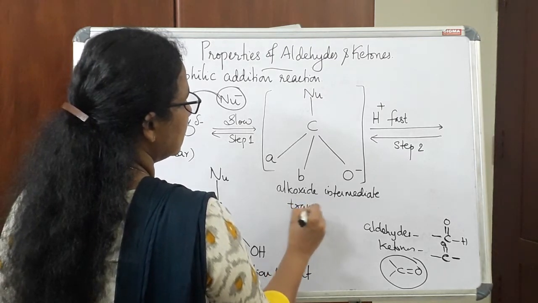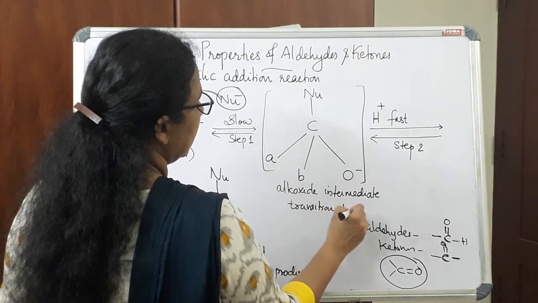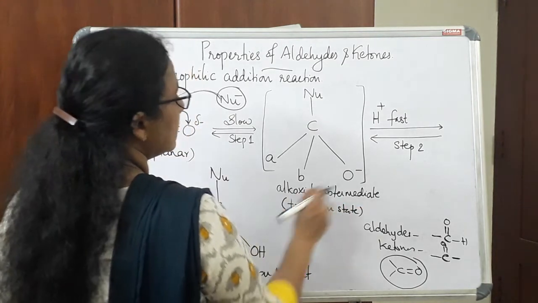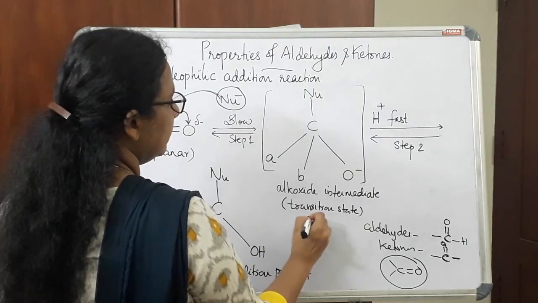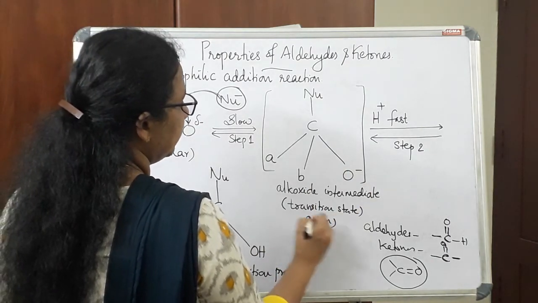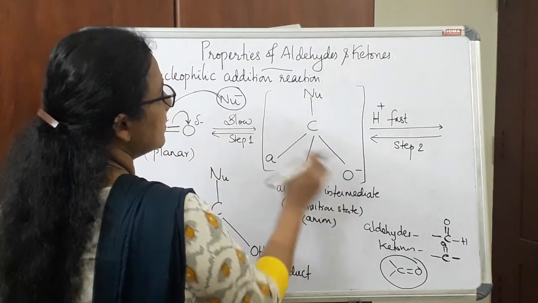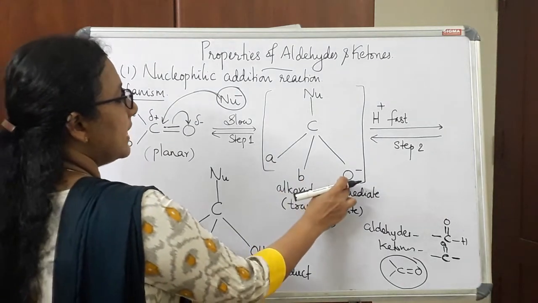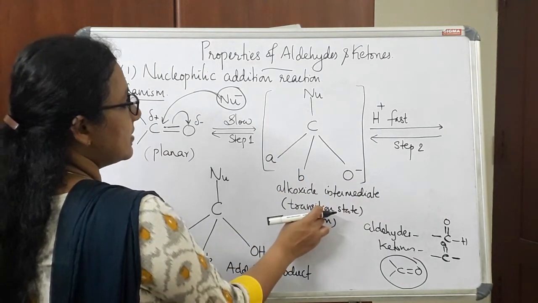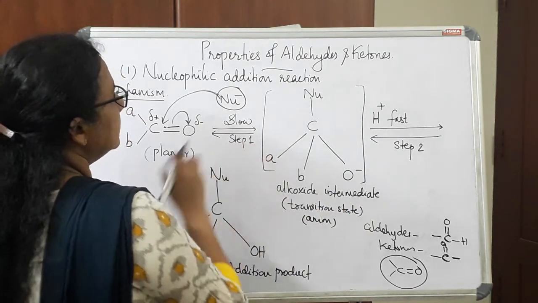So we can say this is a transition state. So this is actually a negatively charged intermediate. We can say it is an anion. So this is an alkoxide intermediate. So this is called an alkoxide intermediate or an alkoxide anion. So this is the transition state, and this is the intermediate. So this is the step 1.